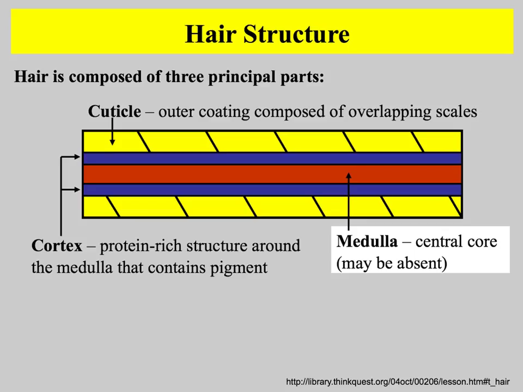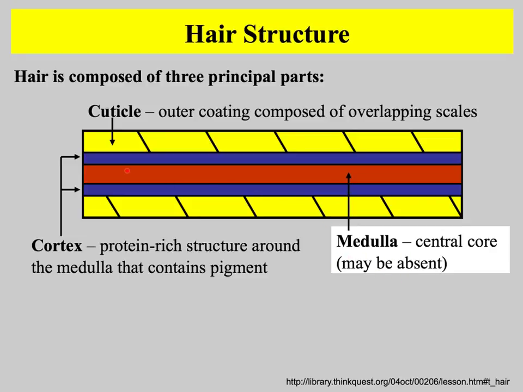All right, so hair structure. This is animal hair, right? So animal hair has 3 parts that we're going to be focused on. That is the outside or the outer coating of the hair, which is called the cuticle. Inside of the cuticle is what is known as the cortex, and the cortex protects what is called the medulla.